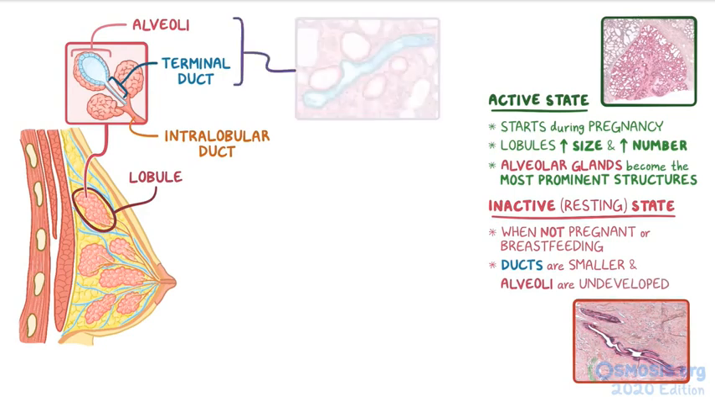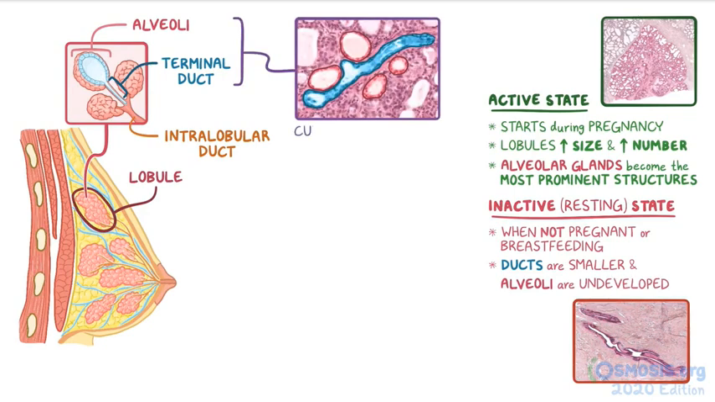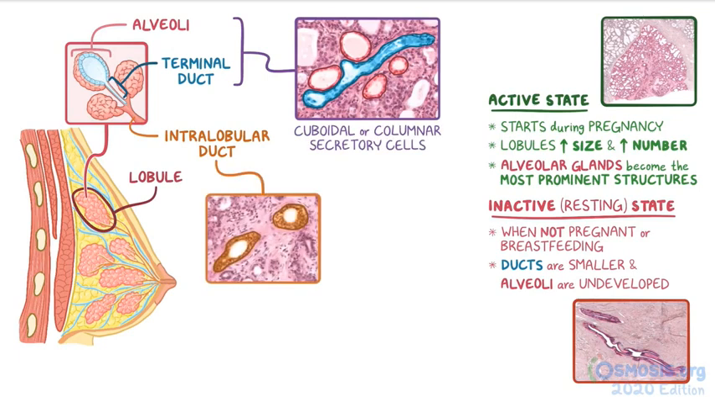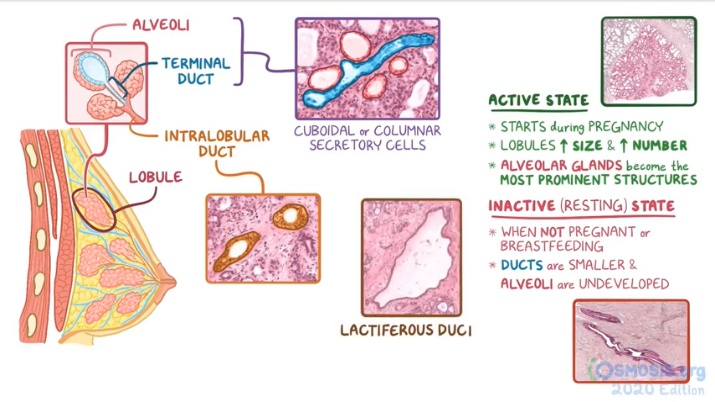In both states, the alveoli and terminal ducts are lined with cuboidal or columnar secretory cells. The intralobular ducts will have 1 to 2 layers of cuboidal cells, and the lactiferous ducts will have 2 layers of columnar or cuboidal cells.